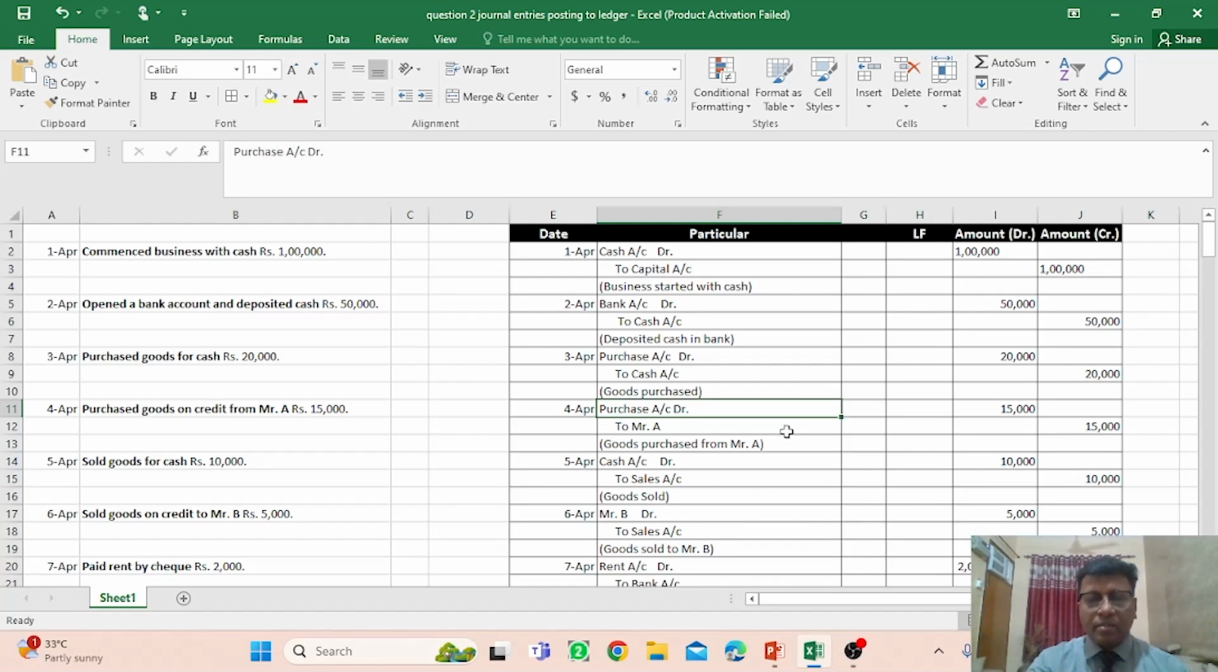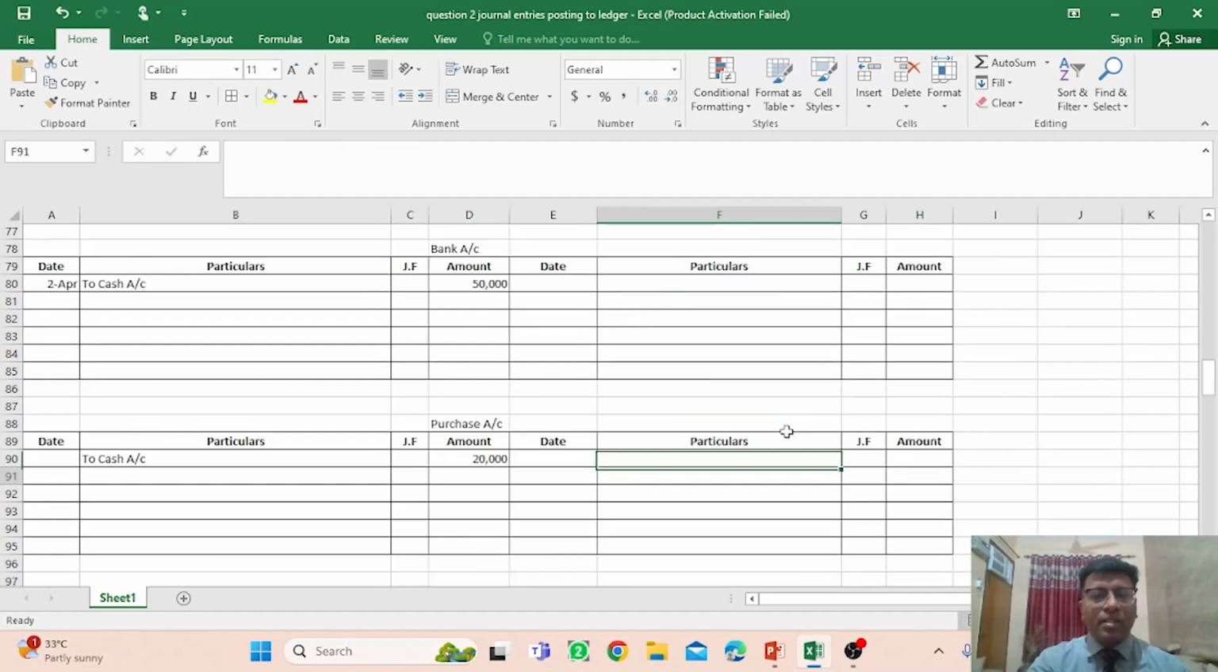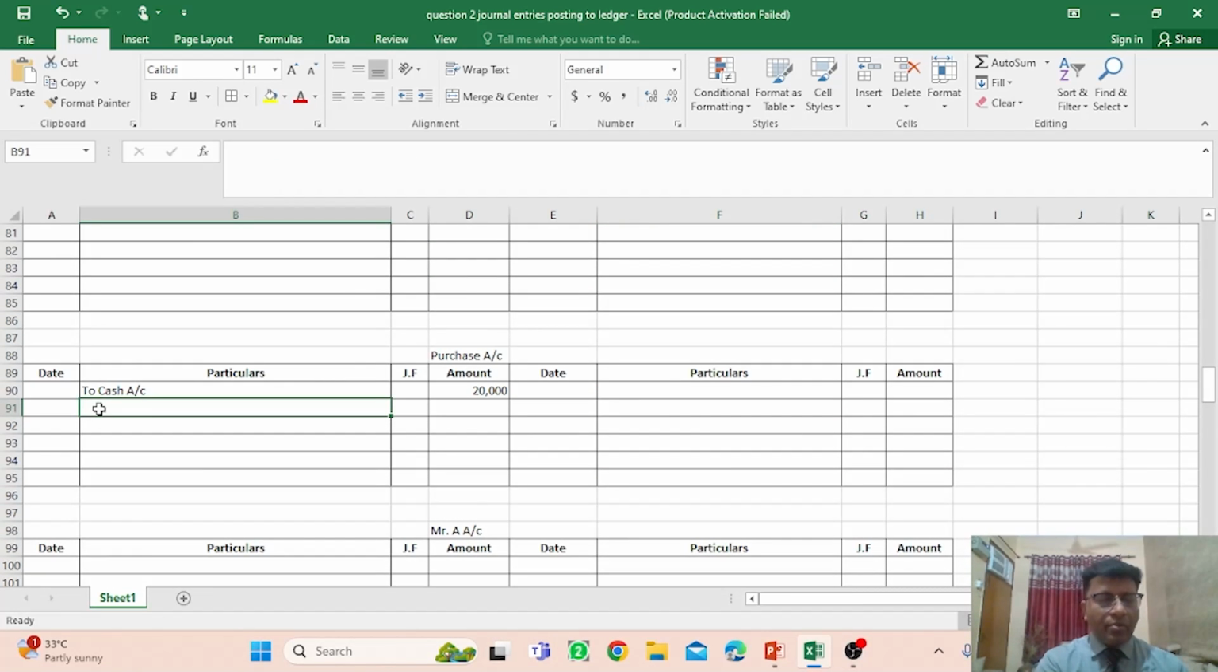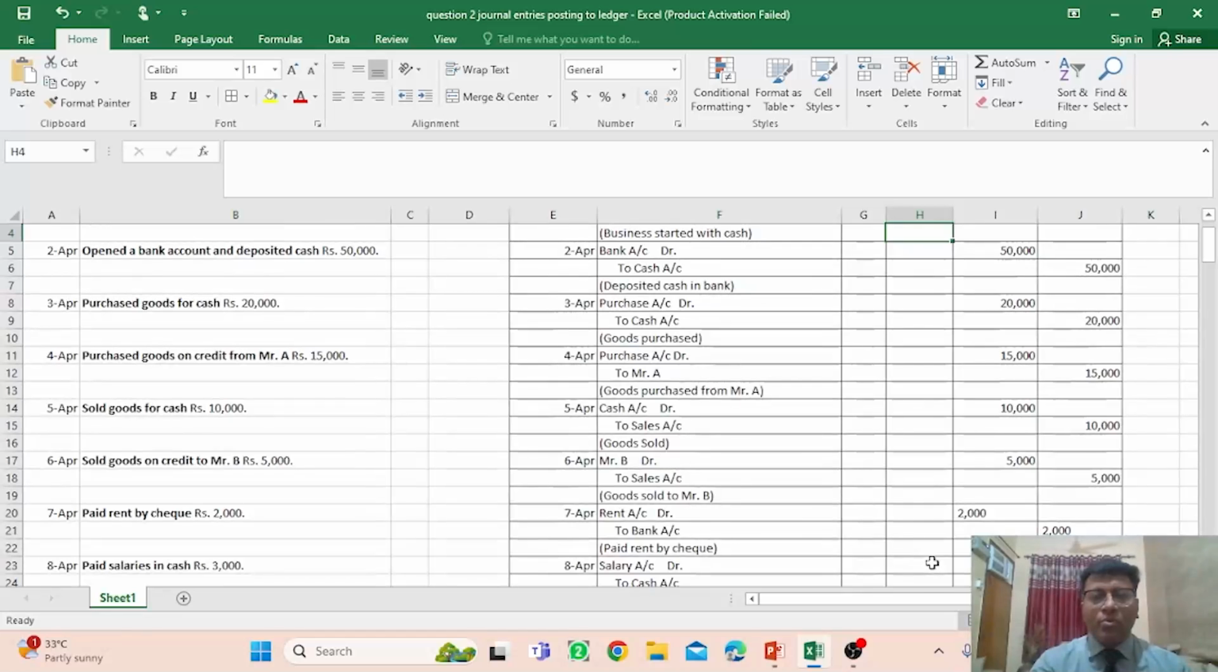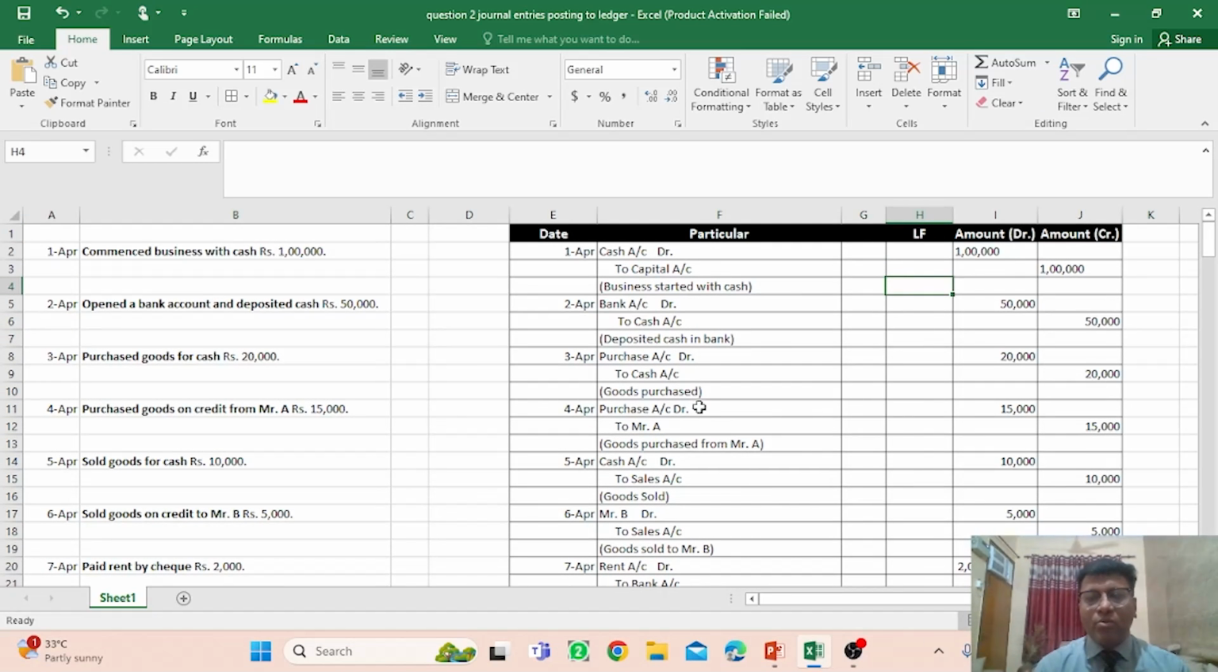So in the debit side of purchase account, so this is the purchase account. In the debit side you have to mention to Mr. A, and 15,000 was the particular amount, and Mr. A was credited in the journal entry. So you have to go to the credit side of Mr. A, and you have to mention here by purchase account, right? And what was the amount? It was the same amount would be entered into the ledger of Mr. A, right?